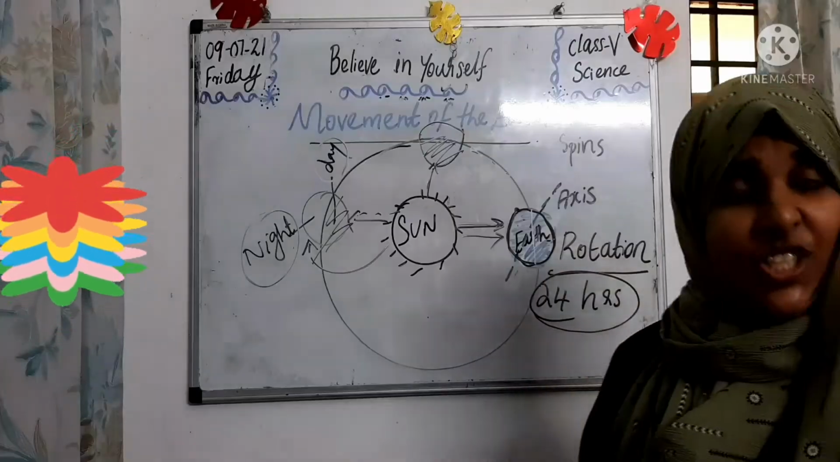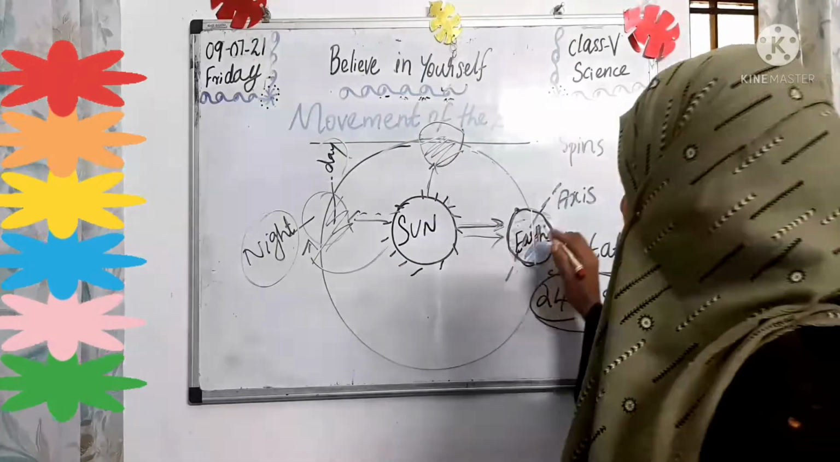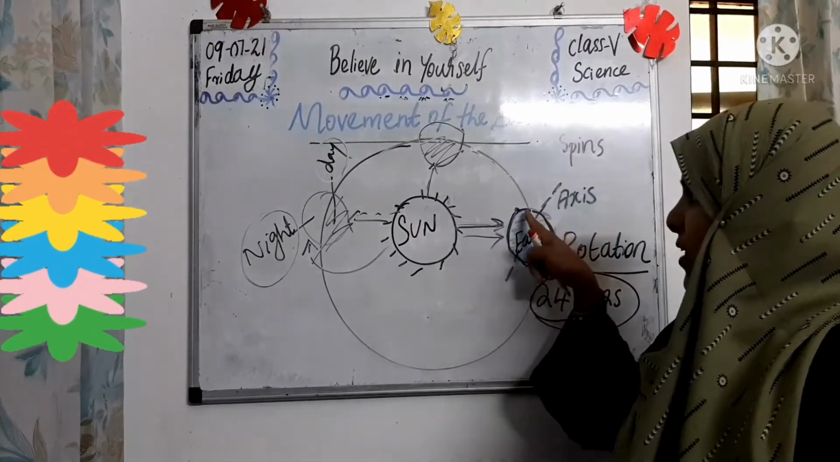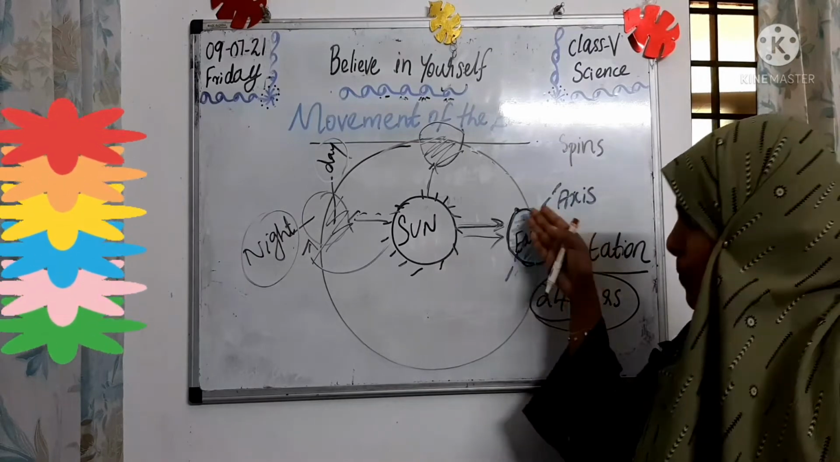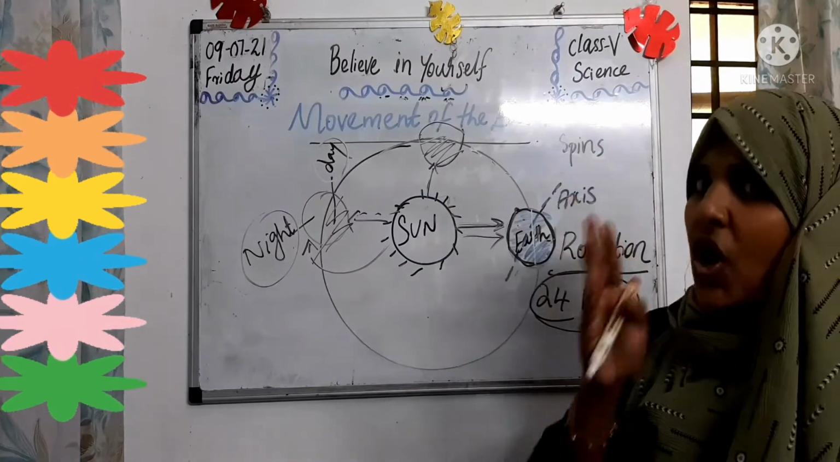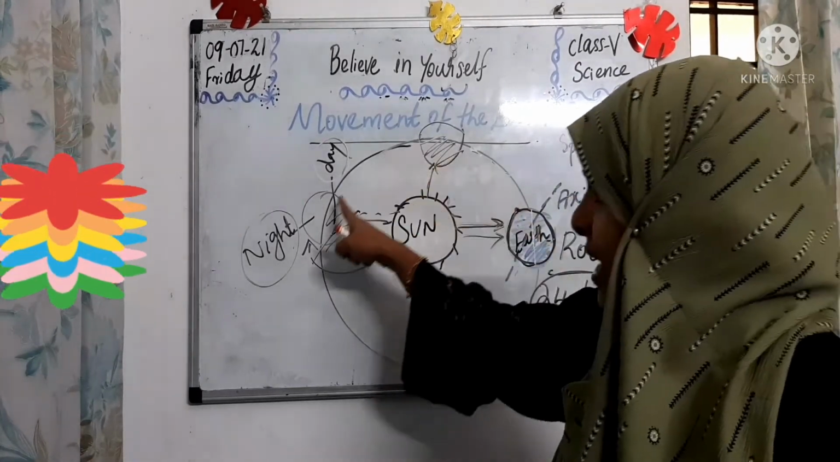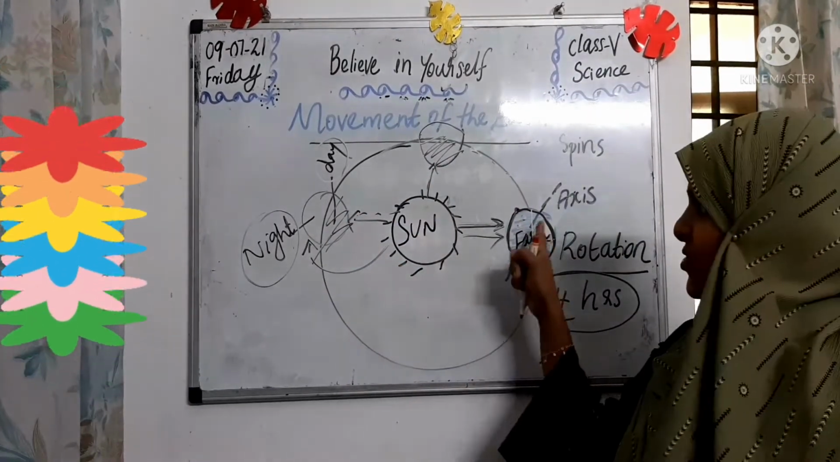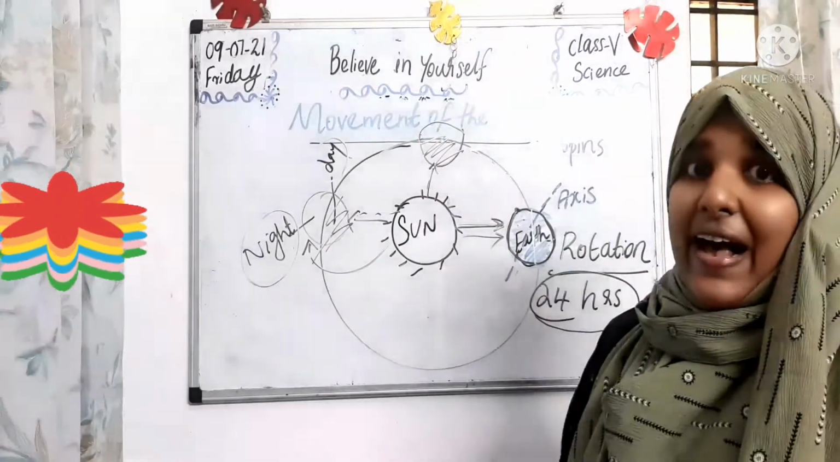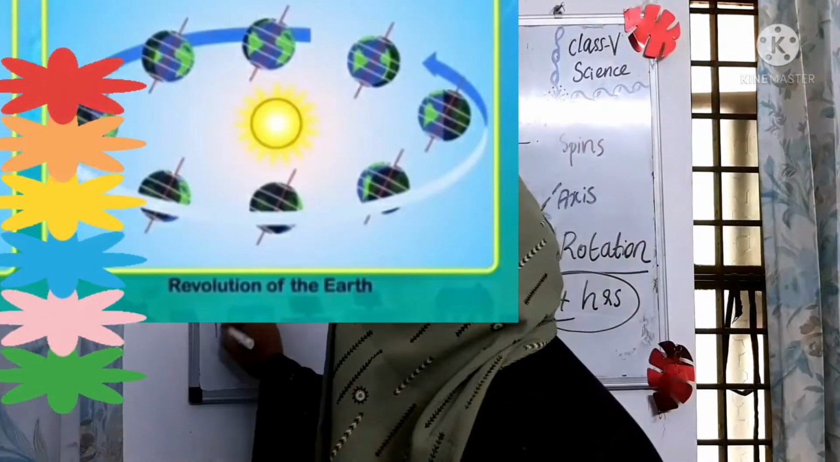Clear? Listen, students. The Earth not only spins around its own axis. Like we already told, Earth spins on its own axis. That's correct. But it also revolves around the sun. Earth revolves around the sun. That we call revolution.